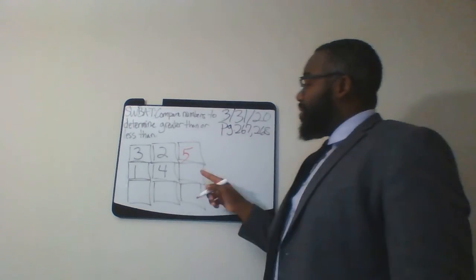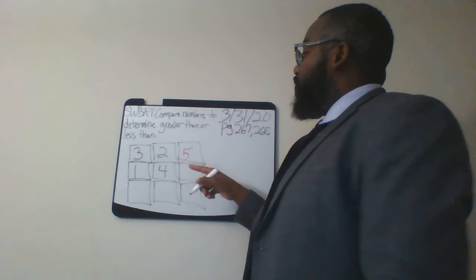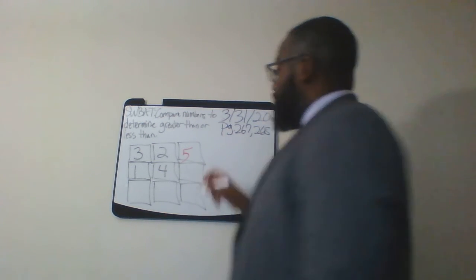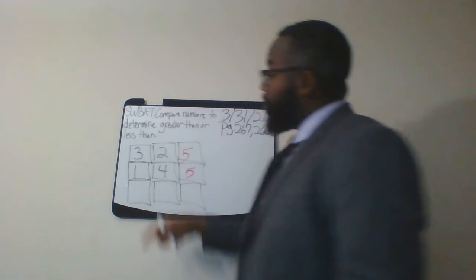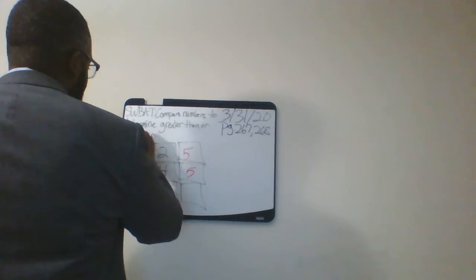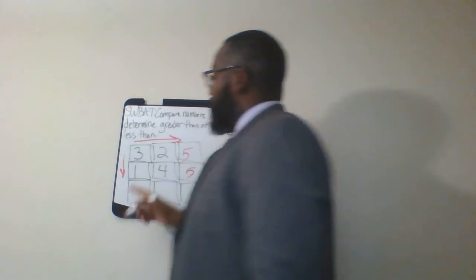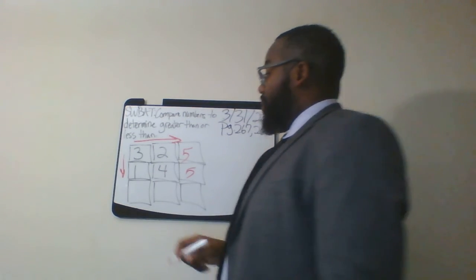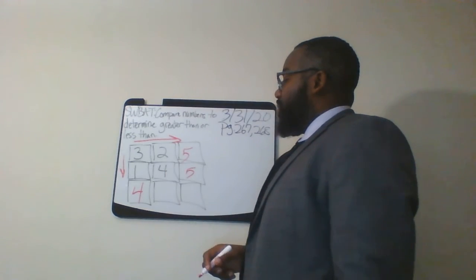Now let's go across one more time. What is 1 plus 4? That is 5 as well. Now we're going to add down. Put this arrow here, so you see that it's going that way. So what is 3 plus 1? That is 4. And lastly, what is 4 plus 2?